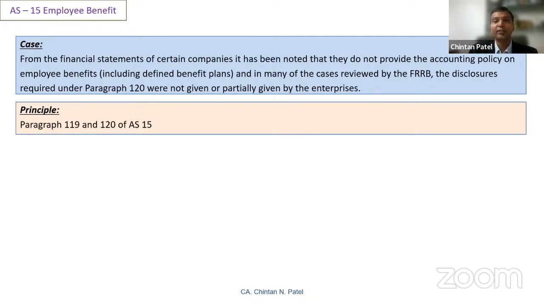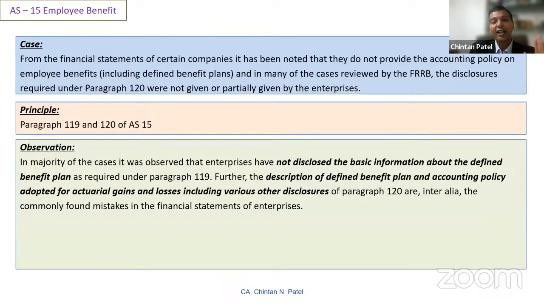Various companies have non-compliances on the accounting of employee benefits. In the accounting policy, sometimes it is not mentioned how the employee benefits are being recognized and measured. Employee benefit categories include short-term employee benefits, post-employment benefit plans, other long-term employee benefits, and termination benefits. These are the four categories of employee benefits. How the accounting is done should be disclosed as part of the accounting policy. Second, in the notes on accounts, certain assumptions taken for the purpose of gratuity and other employee benefits also need to be disclosed. In various companies, these are not there. So please ensure that AS 15 is complied with.